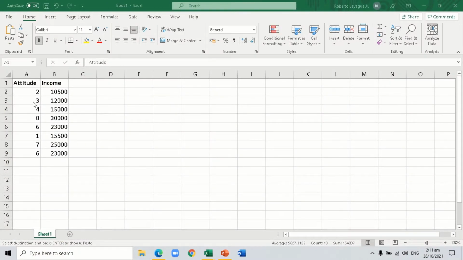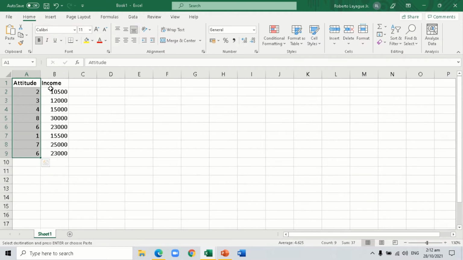Hello everyone. So this is now our data for our linear regression. Let's look at this one. We have attitude and income. This is our set of data, so let's see how to do a linear regression. As you can see, income would be our dependent variable, and attitude would be our independent variable. There are a lot of tests that happen here.